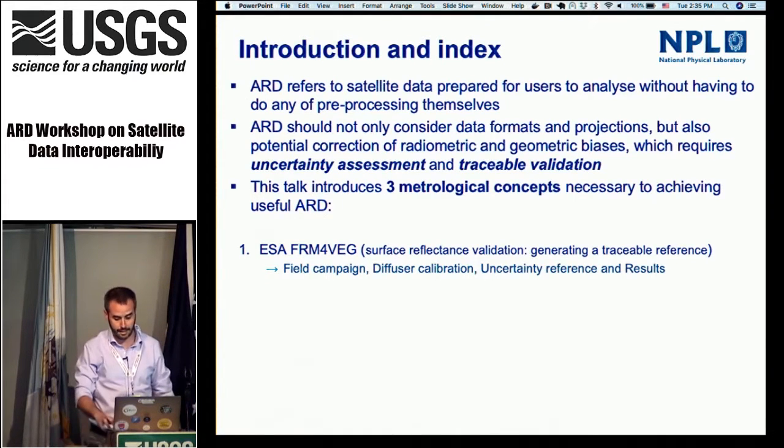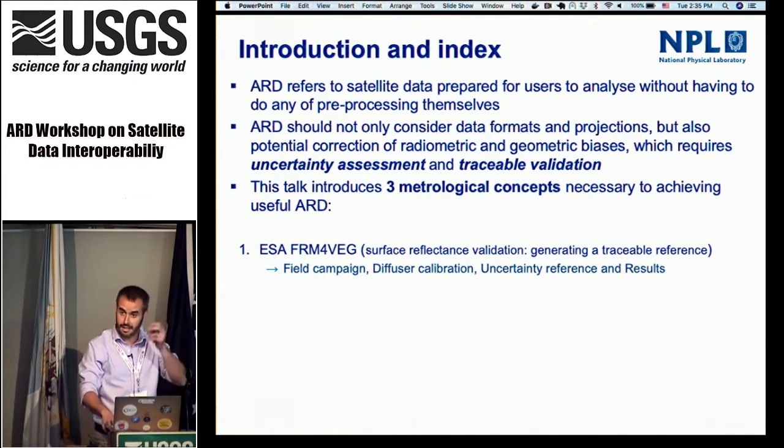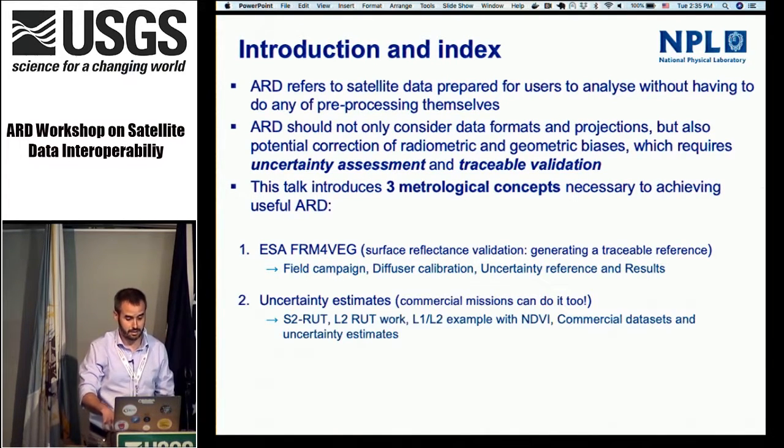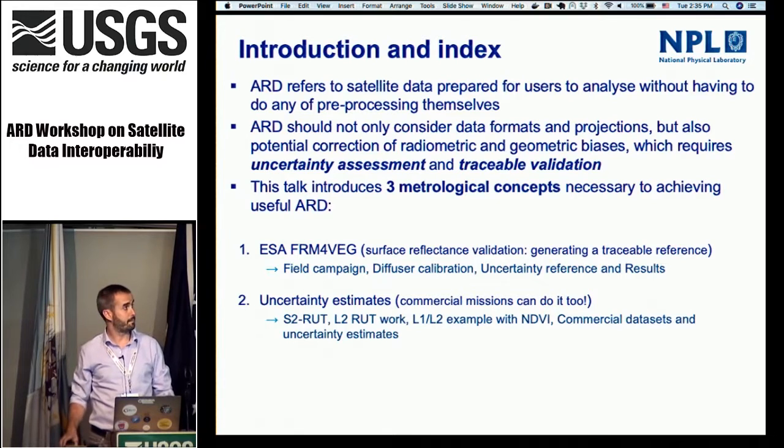We'll go from the field campaign to diffuser calibration, the uncertainty in the reference itself that we provide, and the results. Then we'll work on how we can provide uncertainty estimates on these ARD products. I will show a simple example of how commercial missions can do it. I will go into the example of the work I developed for Sentinel-2 on the level 2 uncertainty, which I'm currently developing, and some examples and so on.